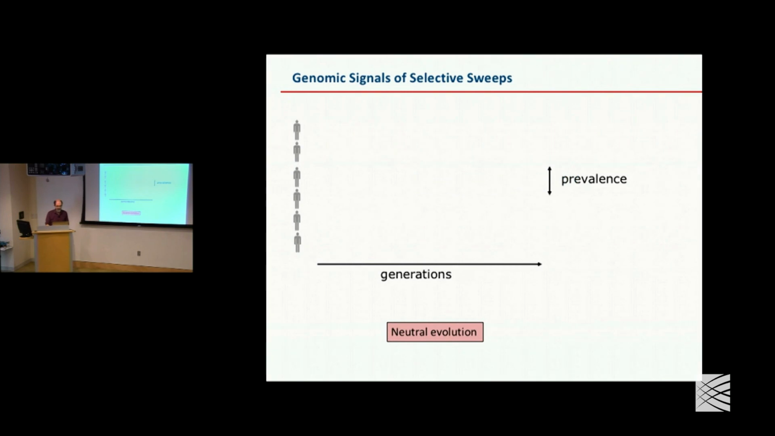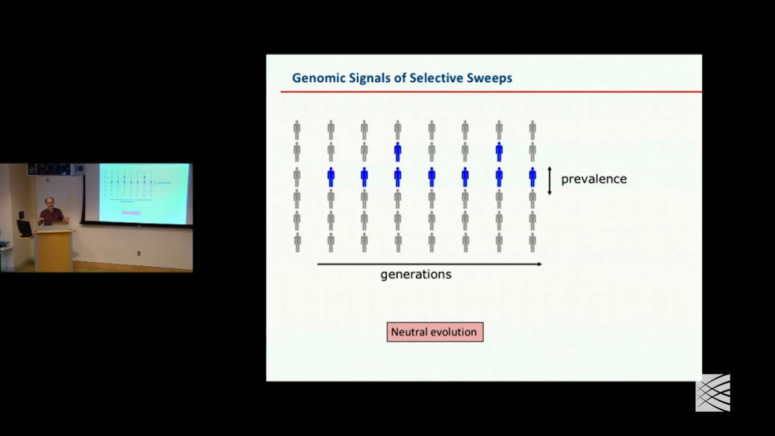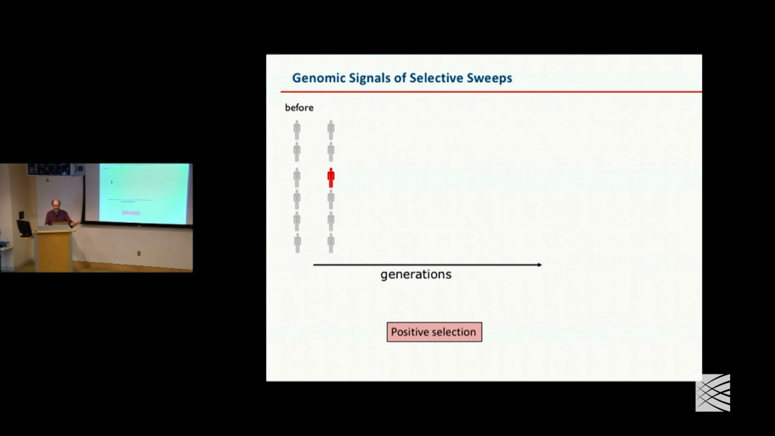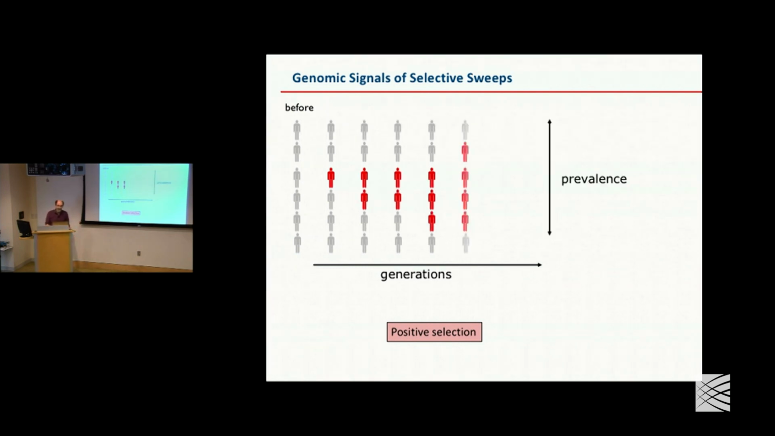So the idea is, if there's no selection going on, you have a blue baby born, and the blue baby has no advantage, and the frequency of blueness may go up and down a little, but it's not going anywhere in particular. It's neutral evolution. On the other hand, if a red baby is born and being red is good, then it increases rapidly in frequency and spreads in the population over a fairly small number of generations.